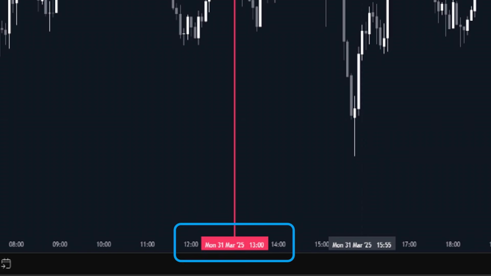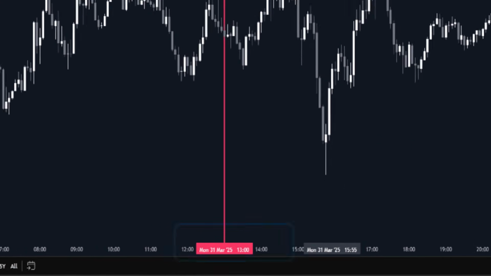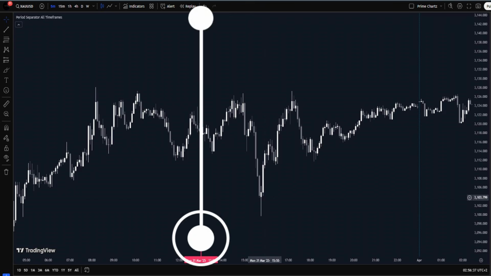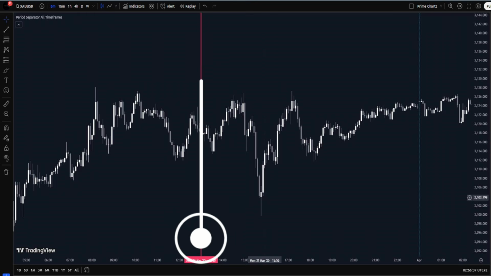Why 1 p.m.? This is one of the key reaction points in the 714 method. It's a time when the market often shifts, grabs liquidity, or begins to make its real move for the session. It's like the calm before the storm, and this line will help you visually anticipate that moment. This line becomes your anchor, your checkpoint.